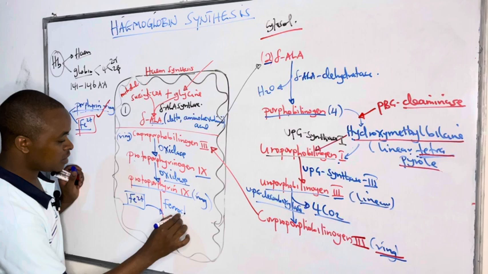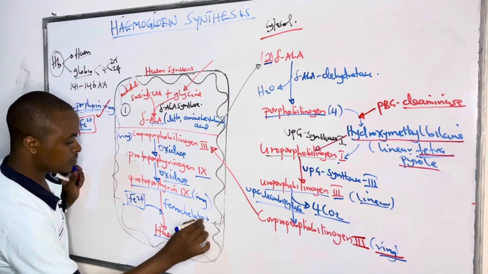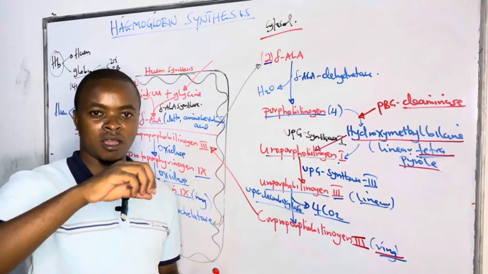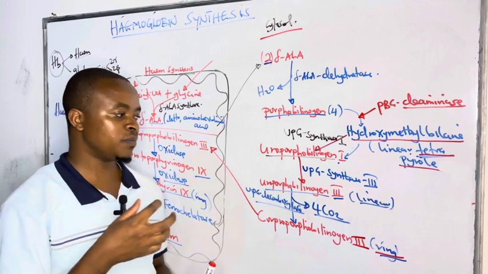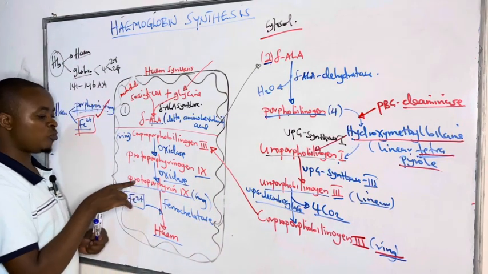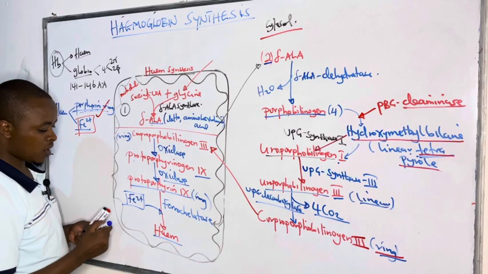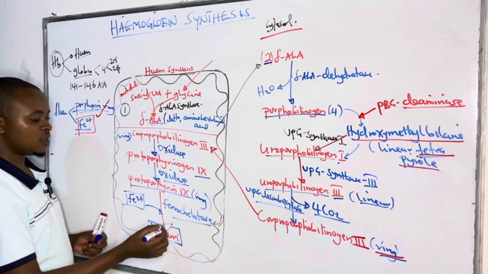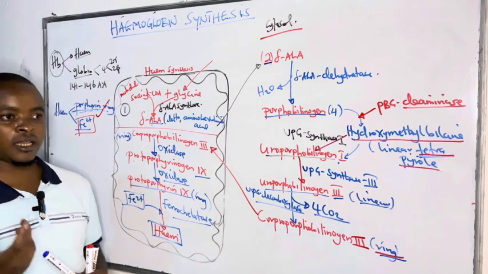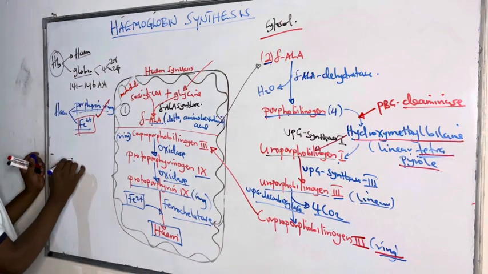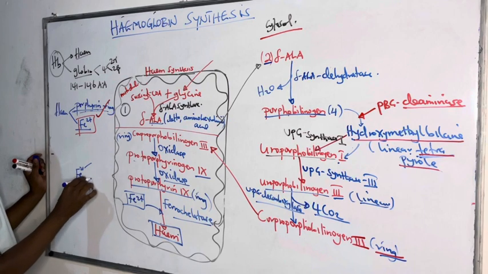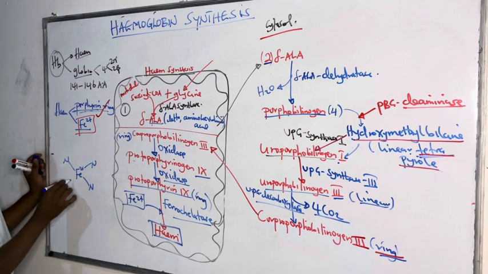So ferrochelatase is the one that brings the iron in ferrous state and adds it at the center of protoporphyrin 9 to form our darling heme. So here we have the heme after ferrochelatase comes and adds iron at the center. So if we have this ringed form, it will put iron at the center. This iron at the center is surrounded by the pyrrole rings.